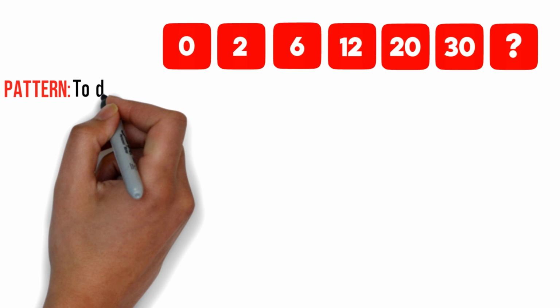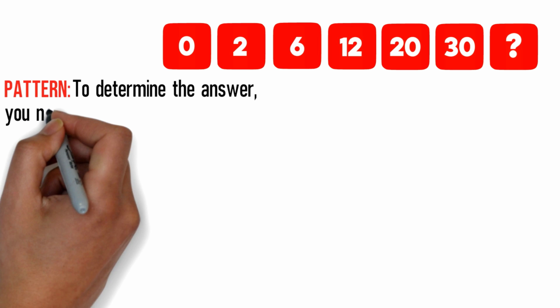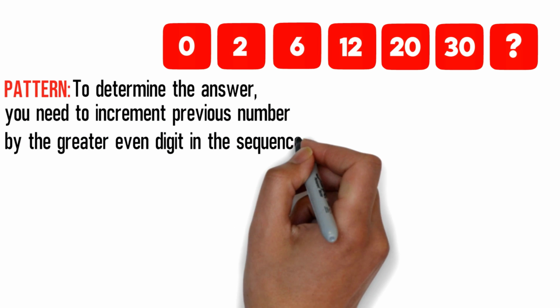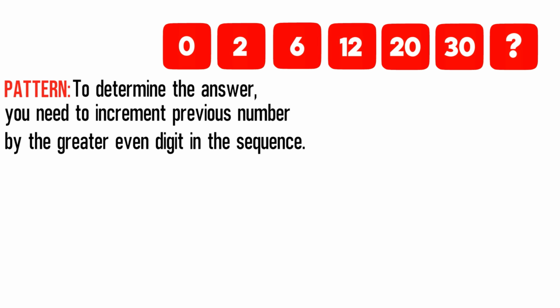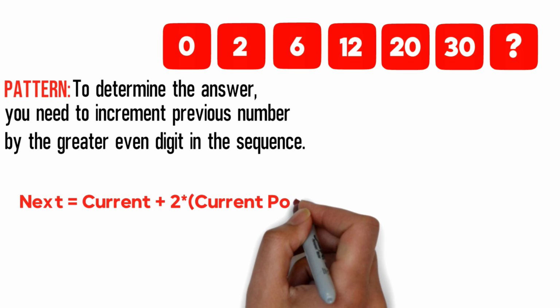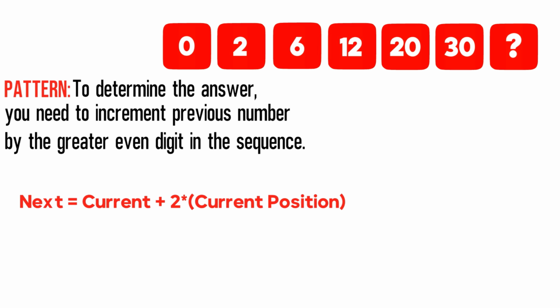As with any type of question, the key is to determine the pattern. To determine the answer in this particular case, you need to increment the previous number by the next even number in the sequence. You can even come up with a formula. In our case, the formula to determine the next number would be current number plus 2 multiplied by current position. Let's see how it works.